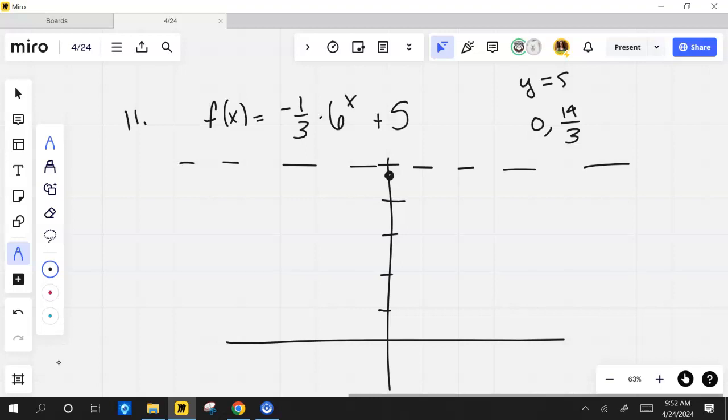All right, so another point. How might I find another point? What should I plug in? 1. Why 1? Close to 0, right beside 0. So whenever I plug in 1, I get f of 1 equals negative 1/3 times 6 to the first power plus 5. 6 to the first is 6, so I got negative 6 over 3, which is negative 2, plus 5 is 3. So what are the coordinates of that point? 1, 3.